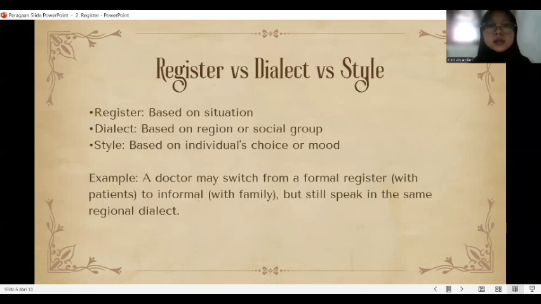Register versus dialect versus style. Register is based on situation. Dialect is based on region or social group. Style is based on an individual's choice or mood. For example, a doctor may switch from a formal register with a patient to an informal one with family, but still speak in the same regional dialect.